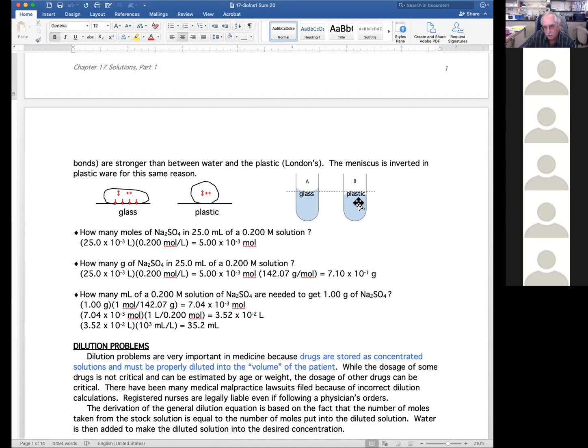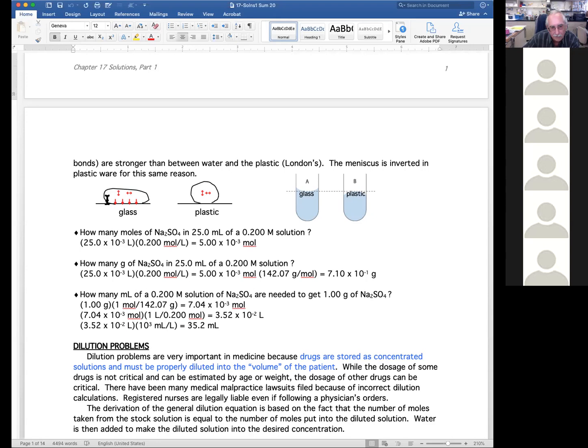And most people will look at this and say, oh, that's because the plastic is repelling the water molecules. And the answer is no. Like I said, how many times before, everything is about attractive forces, and attractive forces are much more important than repulsive forces.